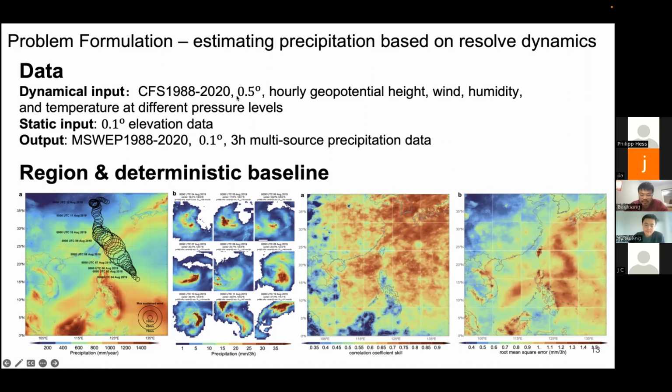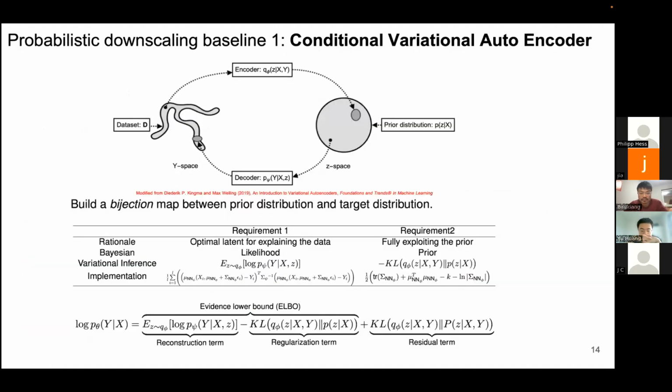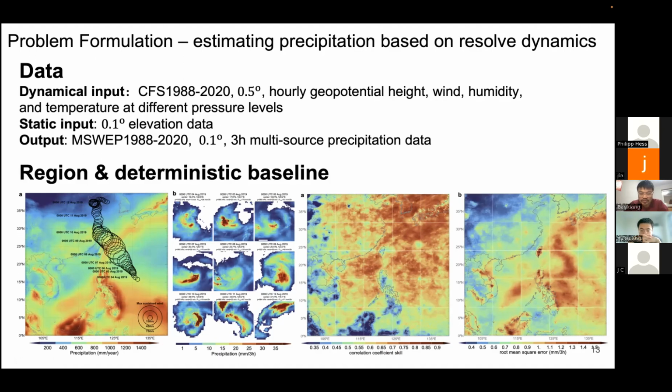What we want to do is that, given this kind of closely resolved geophysical fluid dynamics, can we know the probability distribution of the underlying fine-grained precipitation? And we hope to maximize the conditional likelihood of all the observations to give us a good model for estimating precipitation. I will first introduce some baselines here.